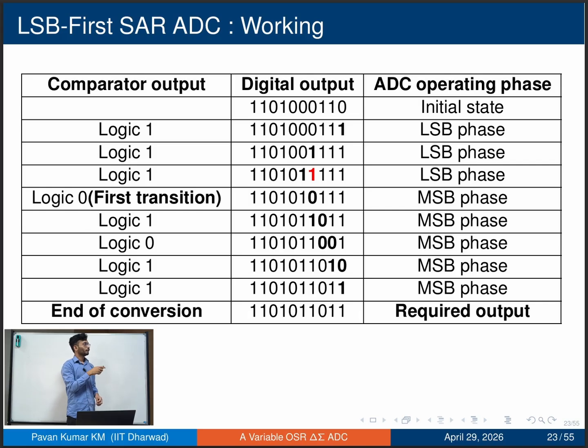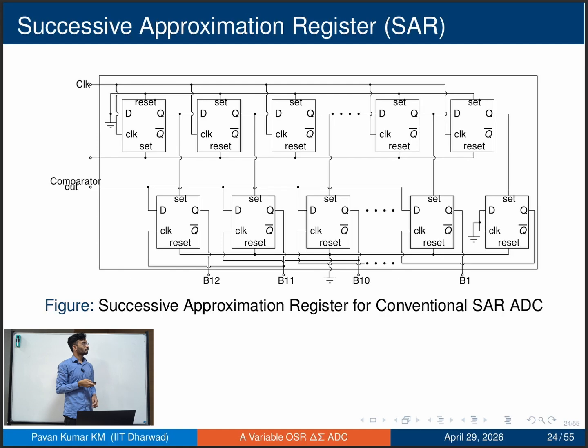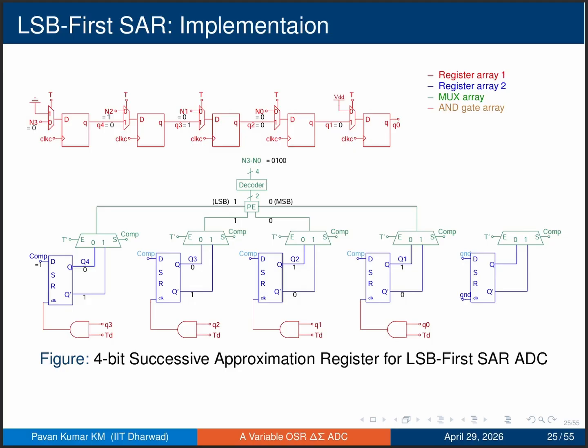Coming to the MSB phase, it is the same as the conventional SAR ADC operation. The only difference is that it won't start from the most significant bit; it will start from the bit where the LSB phase ended. It is highlighted. So, this is basically how a conventional SAR looks. We are trying to reconfigure this architecture using muxes controlled by the signal T, which is the transition detector signal. Using that, we will reconfigure in different phases.